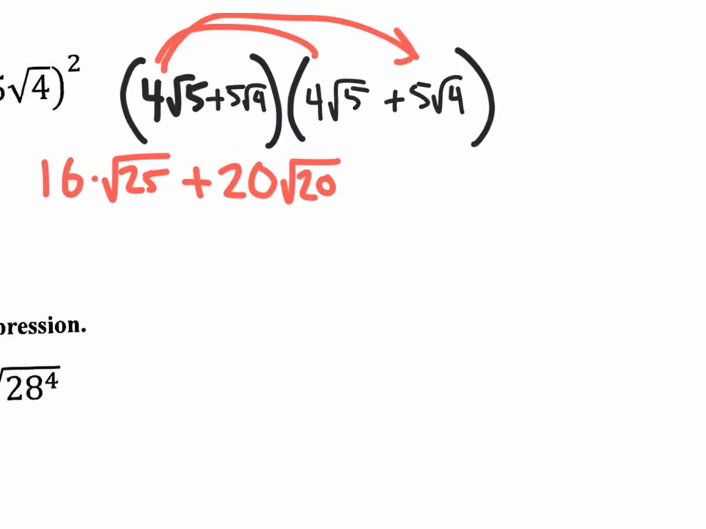Let me change colors here. I want to go 5 square root of 4 times 4 square root of 5. That is once again positive. 5 times 4 is 20. The square root of 4 times square root of 5 is the square root of 20.